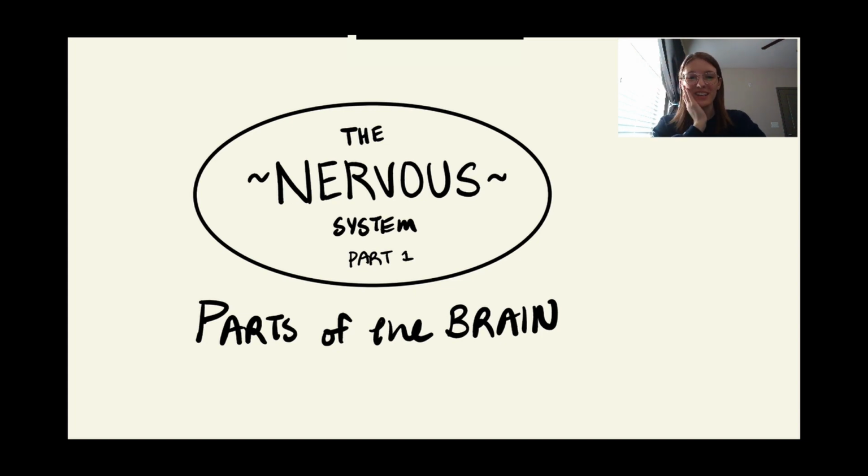Hi y'all, I'm Jess. Today I'm going to be going over the different parts of the brain, and this is going to be kind of the main regions, and then we're going to be looking at more specifically the limbic system and the cerebral cortex.